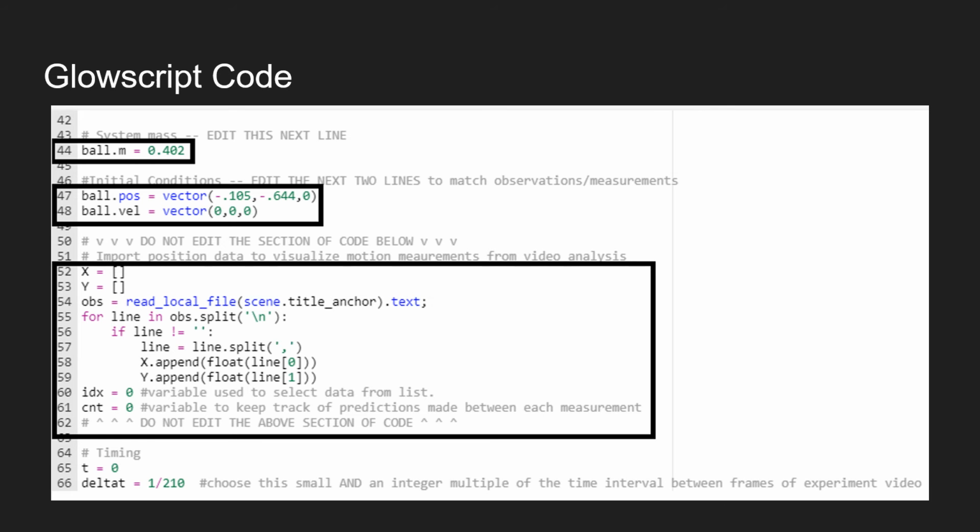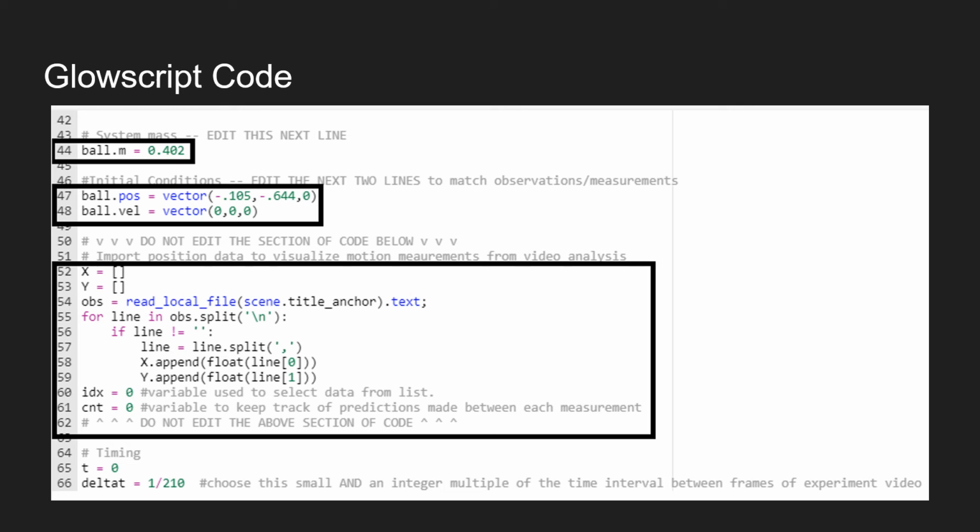To create the computational model, I first input the initial conditions of the spring mass system. The mass is set to 0.402 kilograms. Its initial position obtained from Tracker is negative 0.105, negative 0.644 meters. The mass's initial velocity is 0, 0, 0, since it is initially at rest. This portion of the code takes in the mass's position data from Tracker in the form of a CSV file and graphs the position with respect to time.